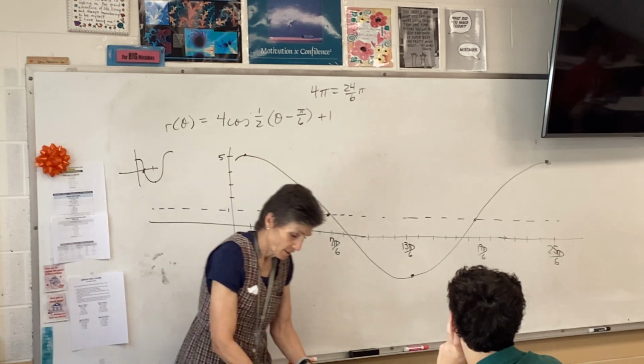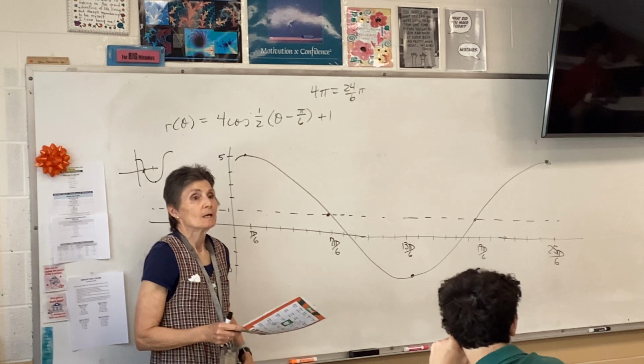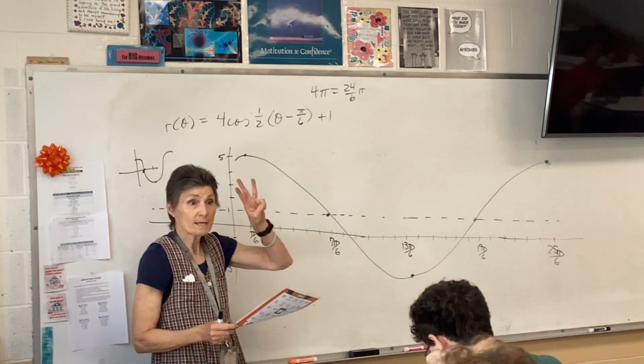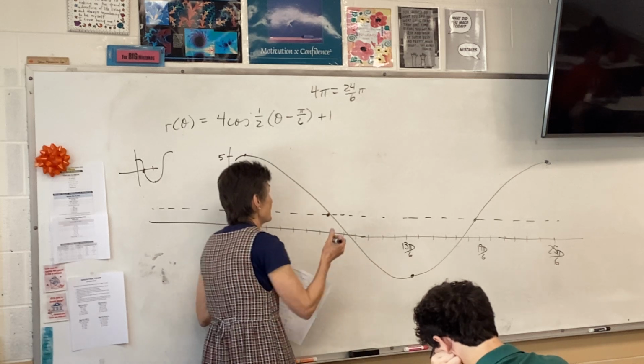Okay. All right, good. Who else? Number 3. Find all the asymptotes of -3 cotangent.